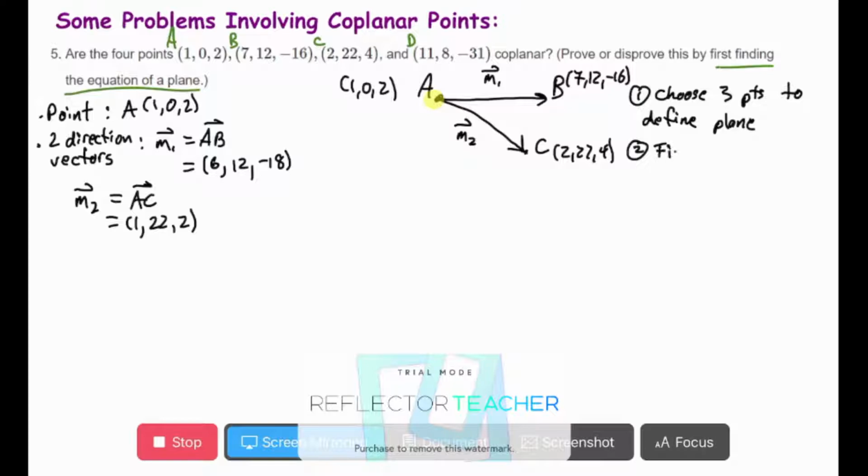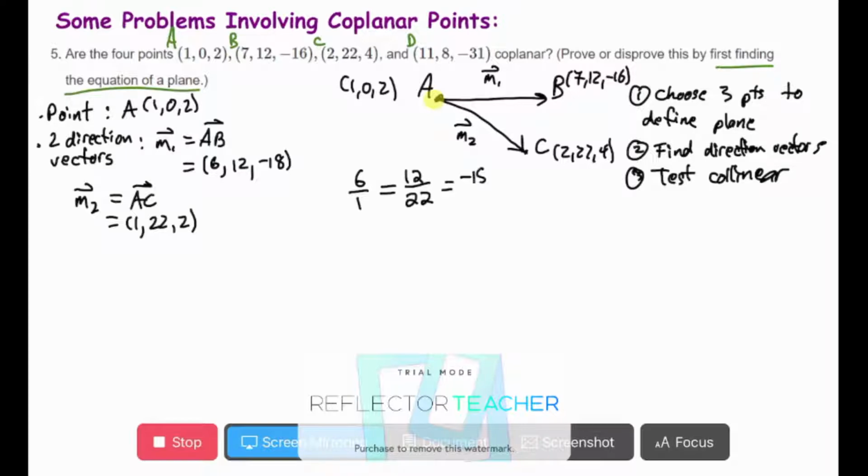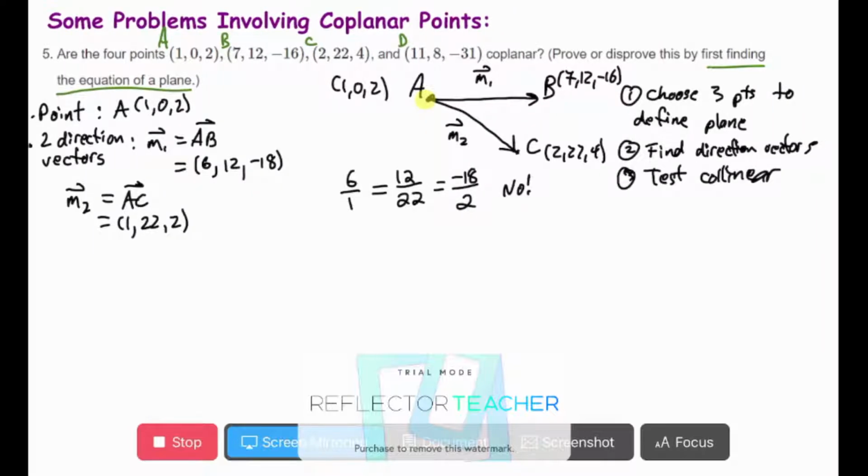So we found our direction vectors. We tested to see if they were collinear, or at least we're about to. So remember, we just look at the ratio of one vector over the other, and make sure they aren't scalar multiples of each other. So 6 over 1, is that equal to 12 over 22? And is that equal to negative 18 over 2? Clearly not. So we know that m1 is not equal to some scalar multiple of m2, so they are not collinear. That's good. That means we can use these 2 direction vectors to define our plane.